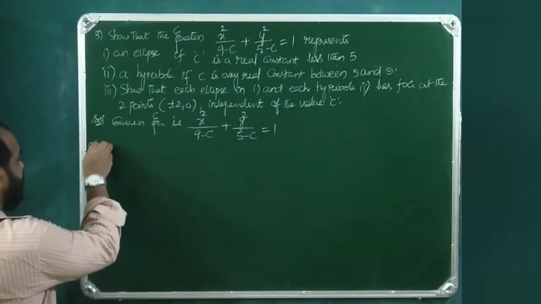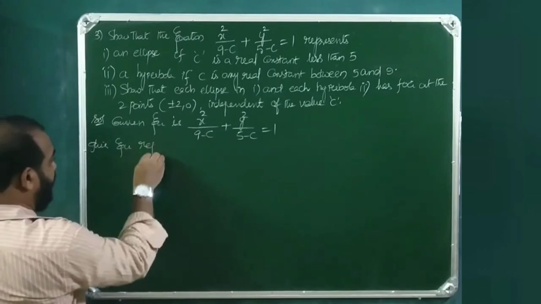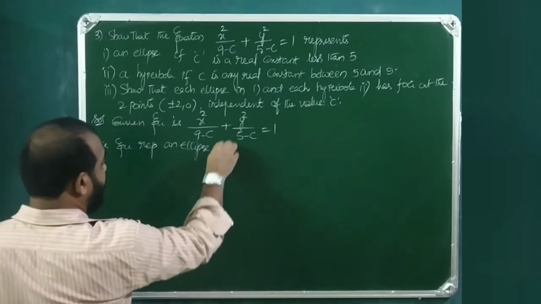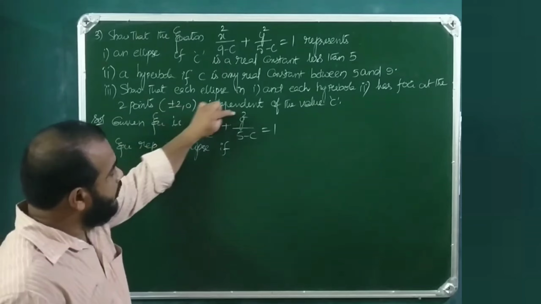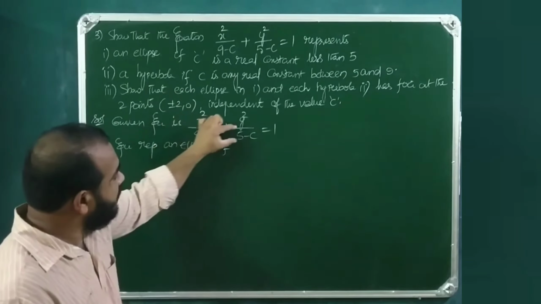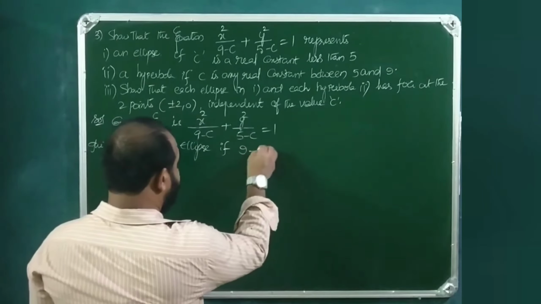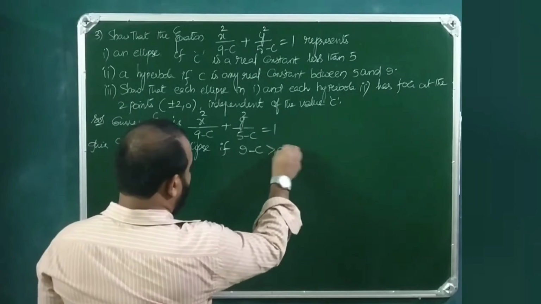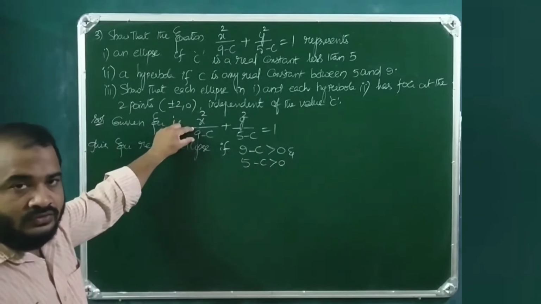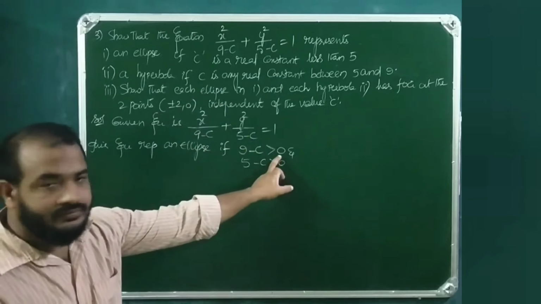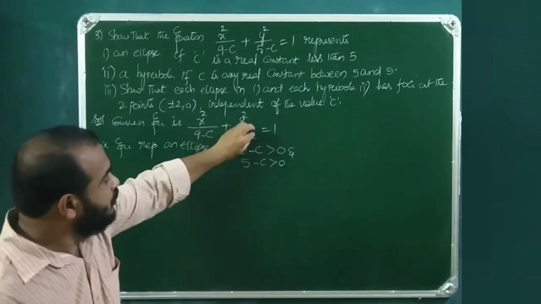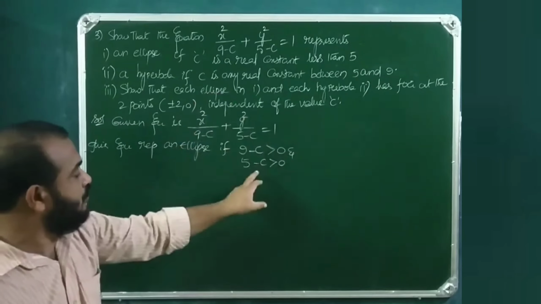So this equation represents an ellipse if it is of the form x square by a square plus y square by b square. That means 9 minus c should be greater than 0 and 5 minus c should be greater than 0, because x square by a square, something square is always positive, and y square by b square, b square, something square is always positive.